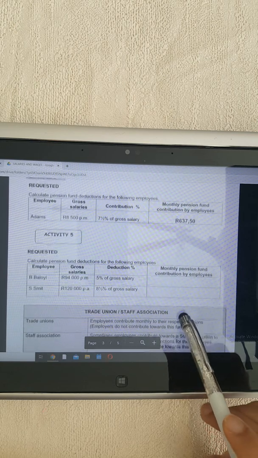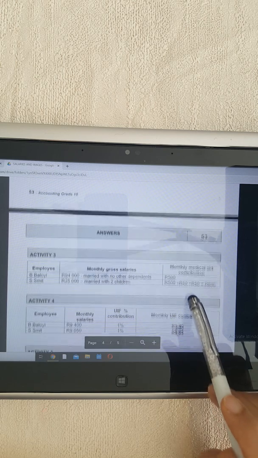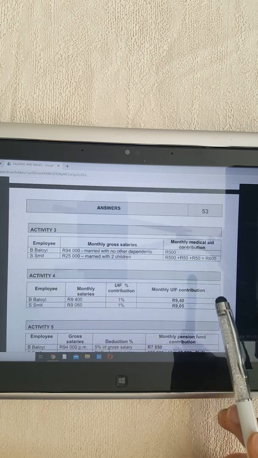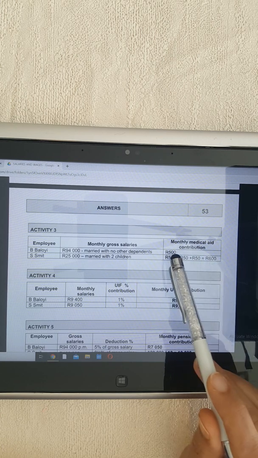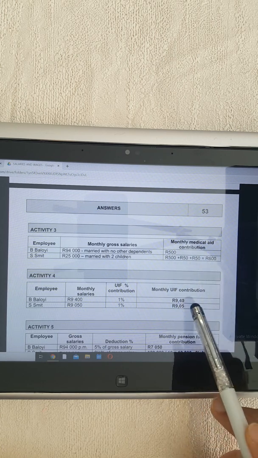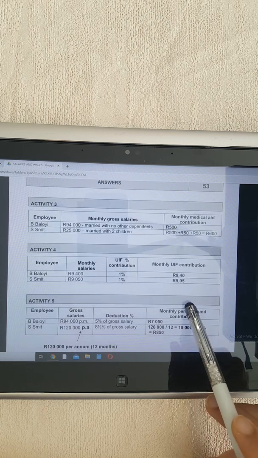Okay. Before we read through that, I just want you to look at the answers to the activities that are there so you can revise it. So you remember we did that 500 Rand was the one dependent, one was married, one had two dependents. Then we calculated the UIF percentages, so you can do that on your own.